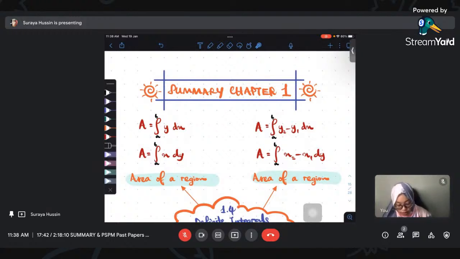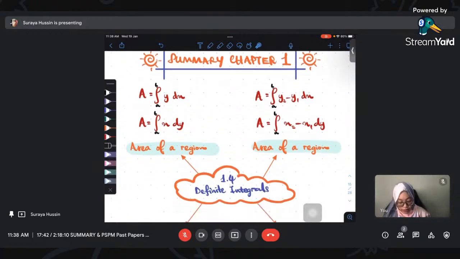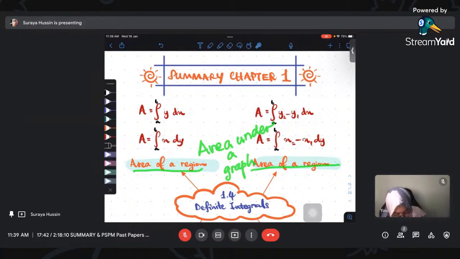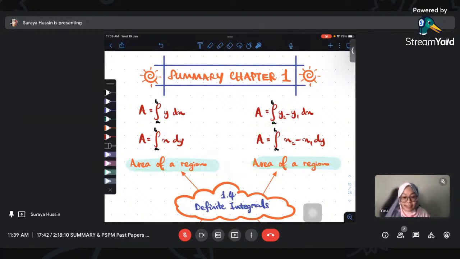Okay, so now di sini adalah summary untuk area of a region. Atas ni saya explainkan sedikit lah tentang formula dulu, okay? So area of region ataupun you boleh tulis area huruf A sahaja. Okay, do you also remember area of a region? In PSPM dulu, kita bukan panggil area of a region, tapi kita panggil area under a graph. You remember that? Ingat tak? Pernah dengar tak area under a graph?